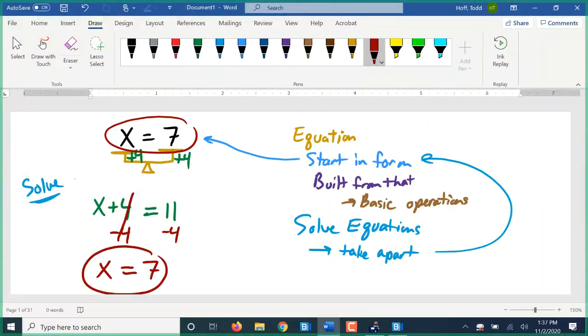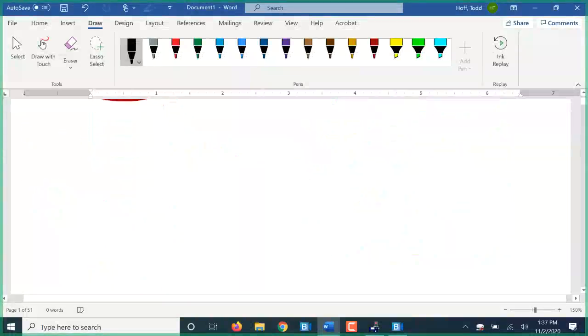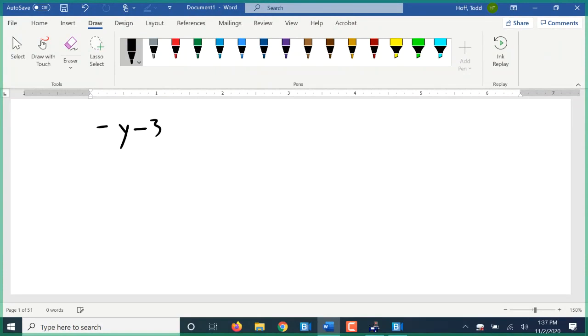Now here we built this equation, or we watched the equation get built at least, so we knew how to take it apart. The trick with solving equations is to look at an equation that's already built, figure out how it was built, and then use that to figure out how to take it back apart. So we might have something like, let's do 11 equals y minus 3.